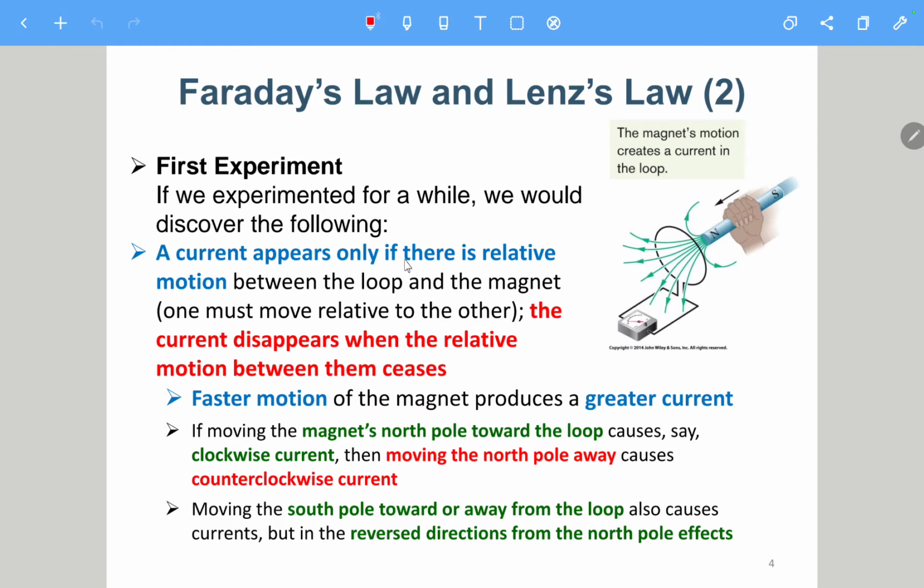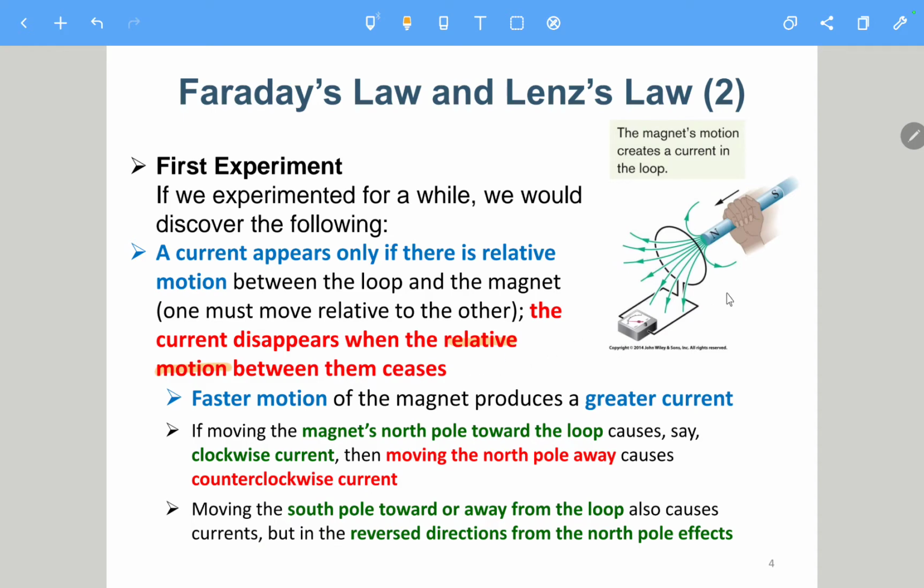So a current appears if and only if there is a relative motion between the loop and the magnet. The current disappears when the relative motion between them ceases. Okay, so it is related to the relative motion, which means that you can just fix this one on the table, and then you try to move the magnet close to it, then during the movement of the magnet bar, there will be current going through the loop.